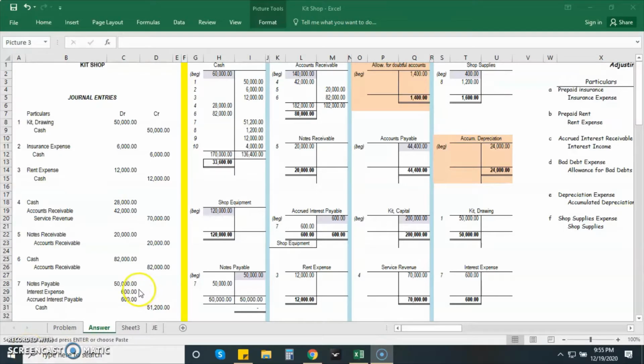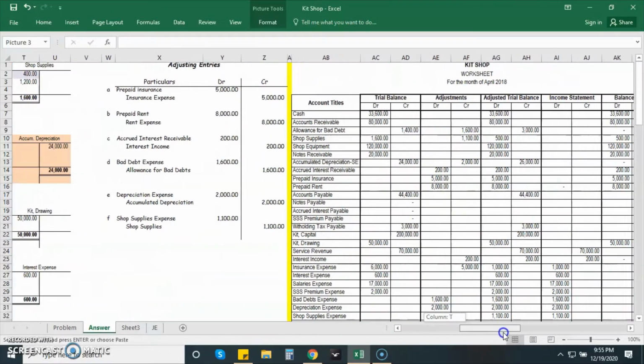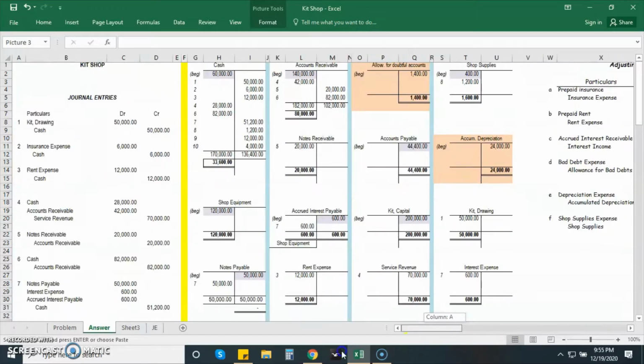Okay, so welcome to this video once again. So for today we are going to post journal entries to Ledger. Then we'll see kung hanggang saan naabot yung video natin, kung matatapos natin hanggang sa worksheet.